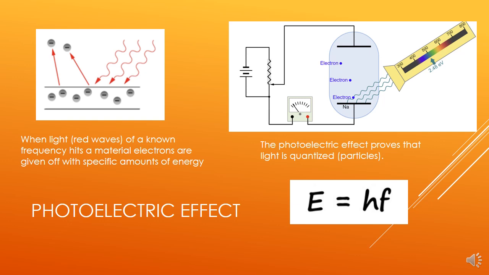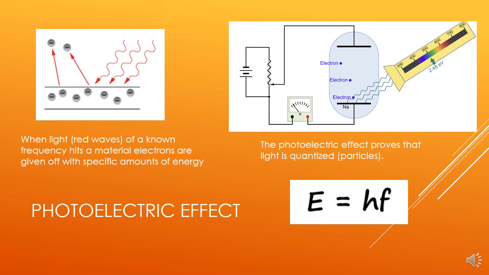And when we do this experiment, we see that the electrons always have specific amounts of energy. So that means that the light must have specific amounts of energy. So that means the light is coming in small packets of energy. That means the light is comprised of particles.